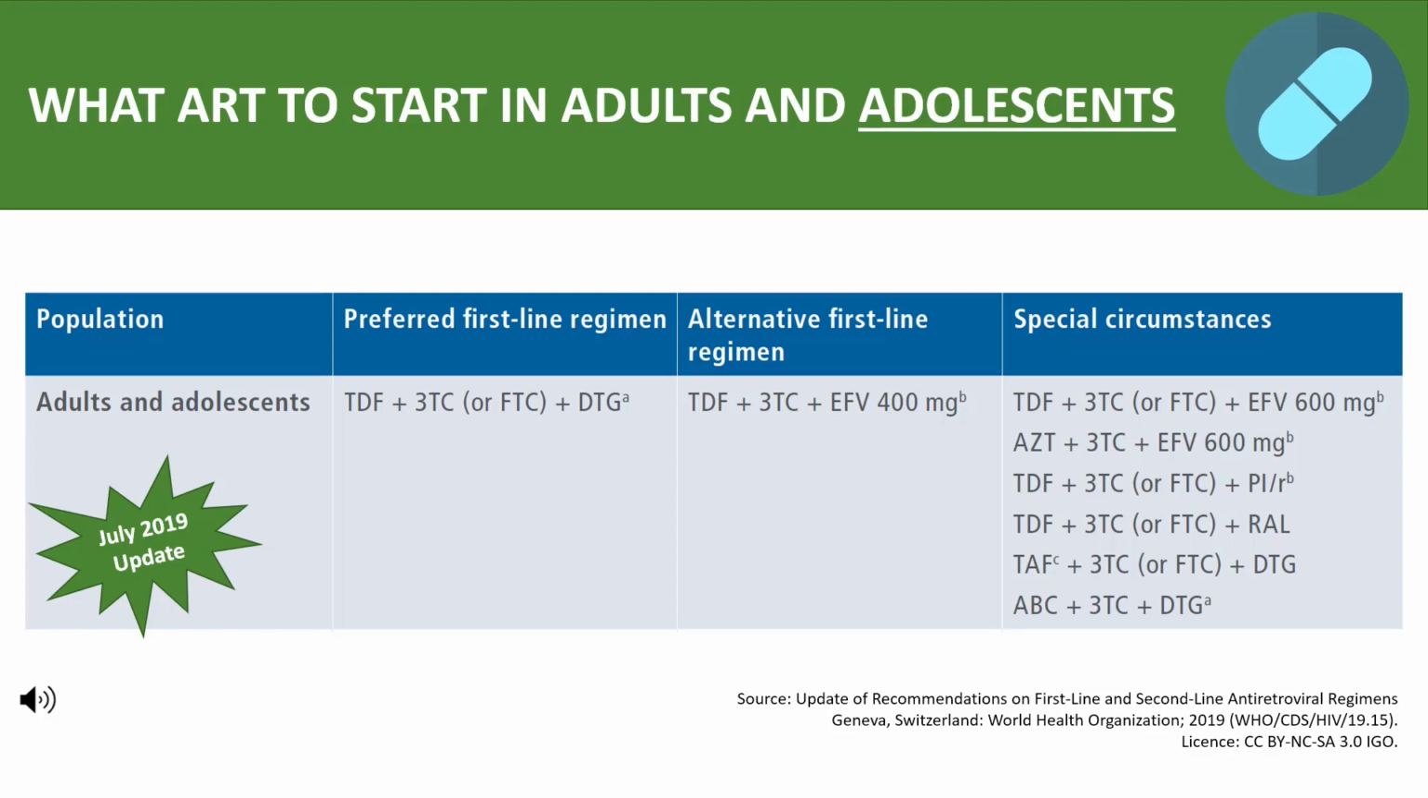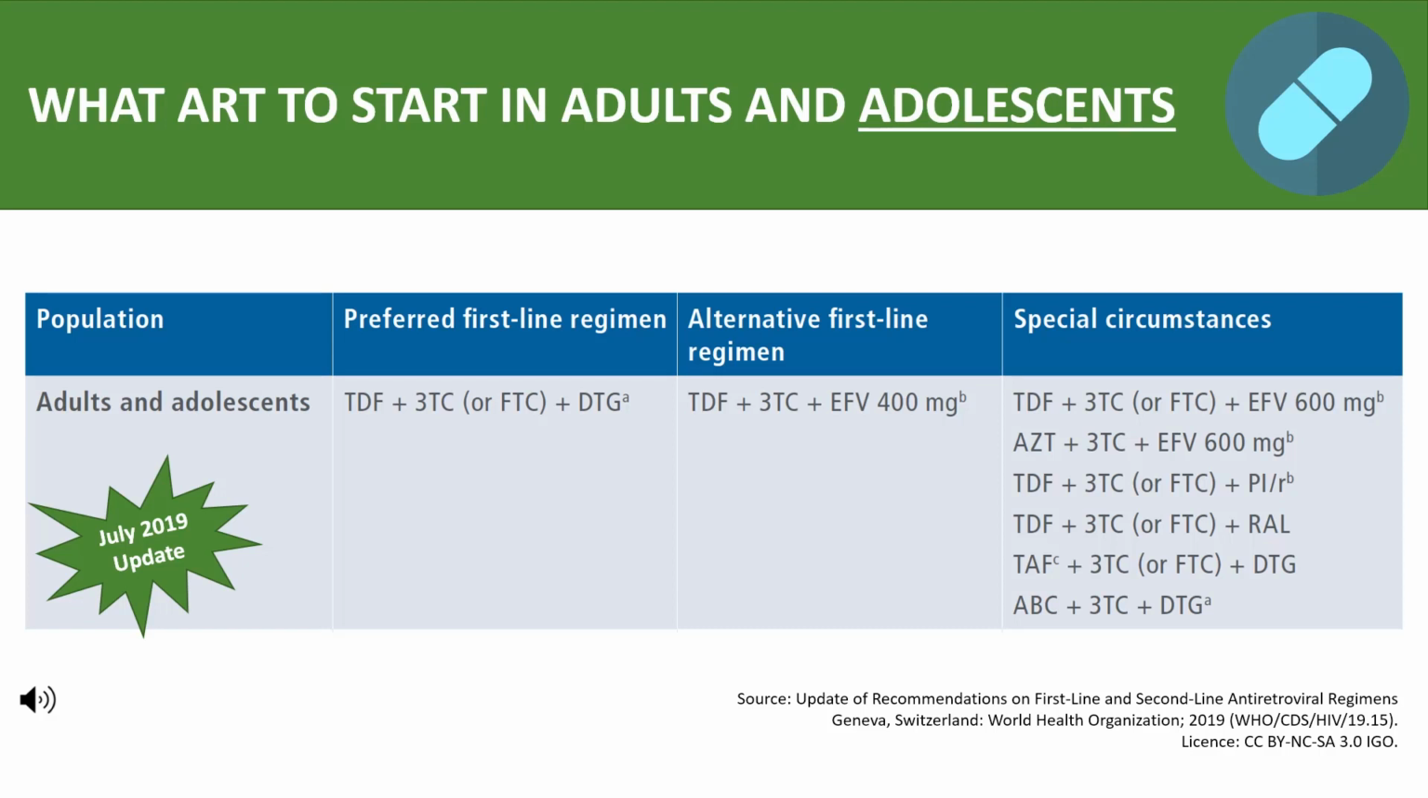Dolutegravir in combination with an NRTI backbone is recommended as the preferred first-line regimen for adults and adolescents living with HIV, initiating ART. Efavirenz at low dose, 400 mg, in combination with an NRTI backbone, is recommended as the alternative first-line regimen for adults and adolescents living with HIV, initiating ART.